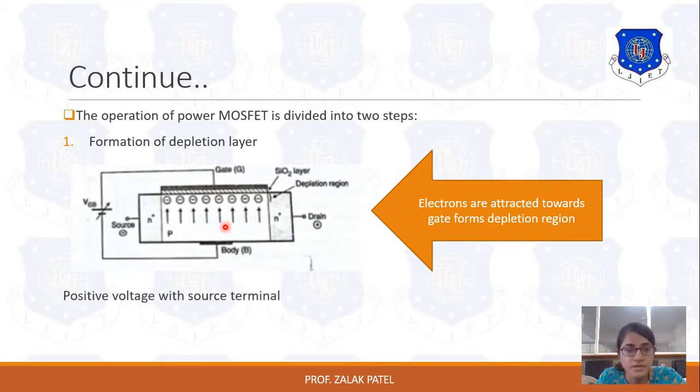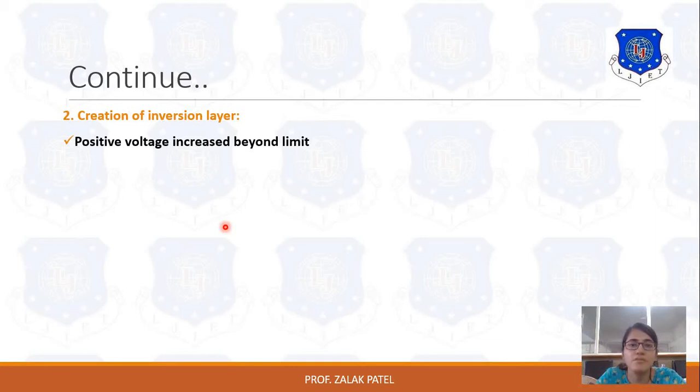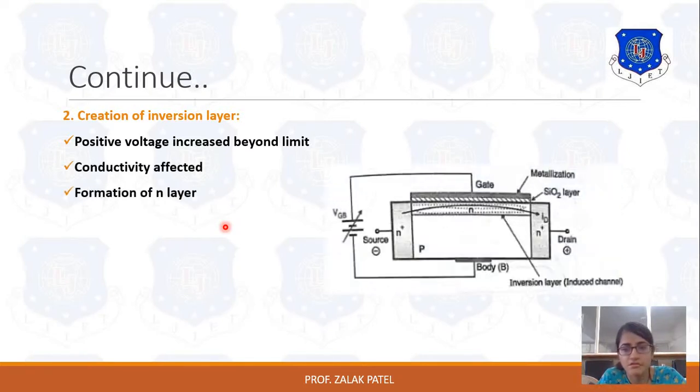Now the second case, when positive voltage beyond such limit is applied. In the first case we applied the positive voltage, but it should be up to some threshold level. Now if we apply the positive voltage beyond such limit, then how will the operation take place? In the figure you can see that if we apply more positive voltage, then the conductivity is affected. Now how is the conductivity affected?